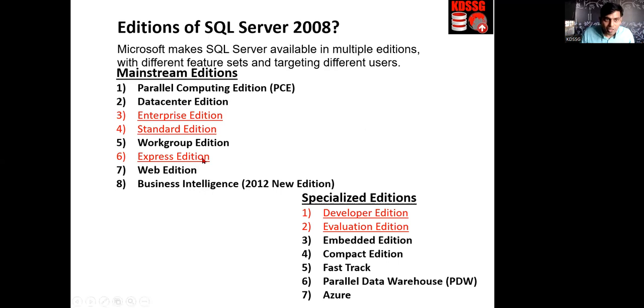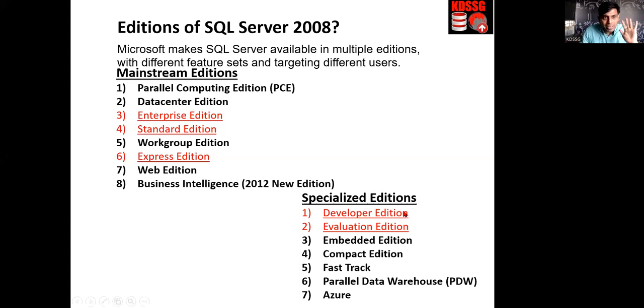Okay, so Express edition. Then developer edition, these are for testing purposes. Let's say, Lavanya, you want to explore SQL Server. You don't want to use it for business. You want to evaluate, to test, to explore, to see how it is. Then go for developer edition.